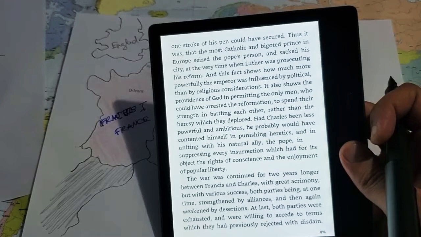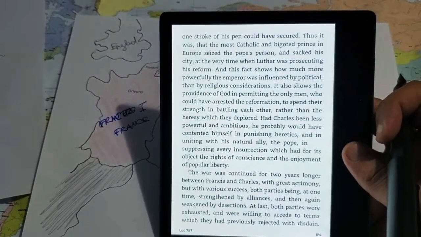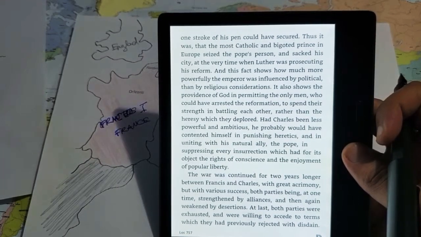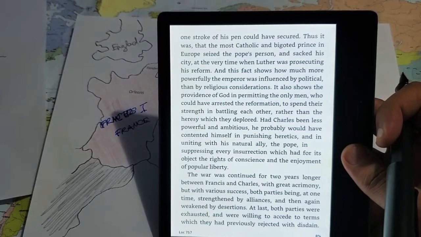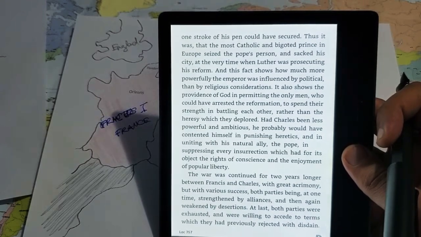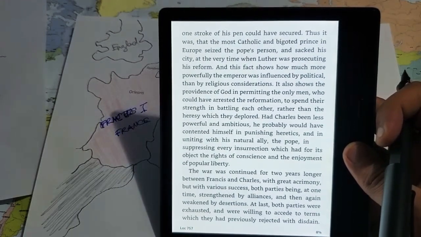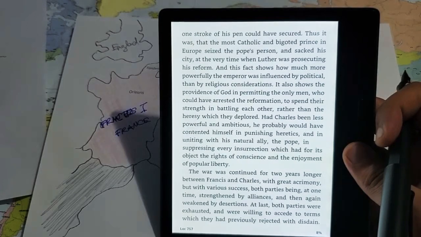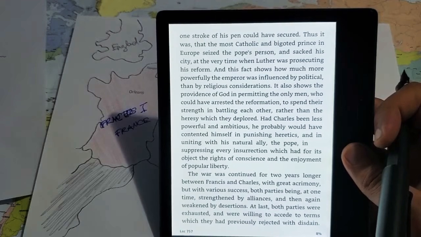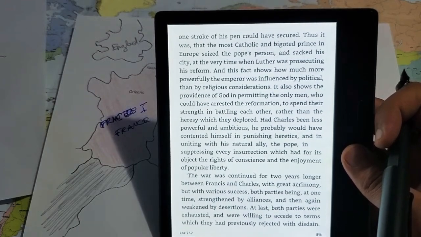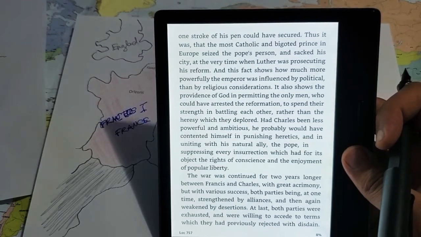And this fact shows how much more powerfully the emperor was influenced by political rather than by religious considerations. It also shows the providence of God in permitting the only men who could have arrested the Reformation to spend their strength in battling each other rather than the heresy which they deplored. Had Charles been less powerful and ambitious, he probably would have contented himself in punishing heretics, and in uniting with his natural ally, the Pope, in suppressing every insurrection which had for its objects the rights of conscience and enjoyment of popular liberty.